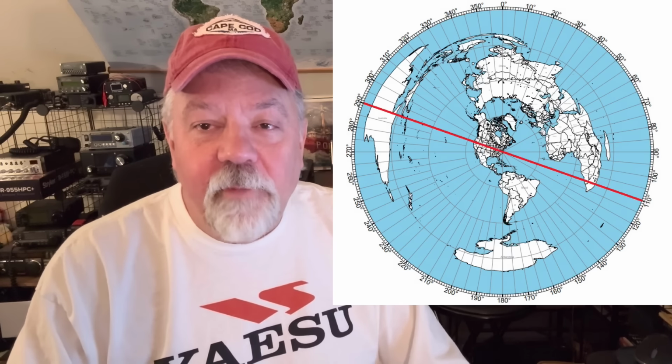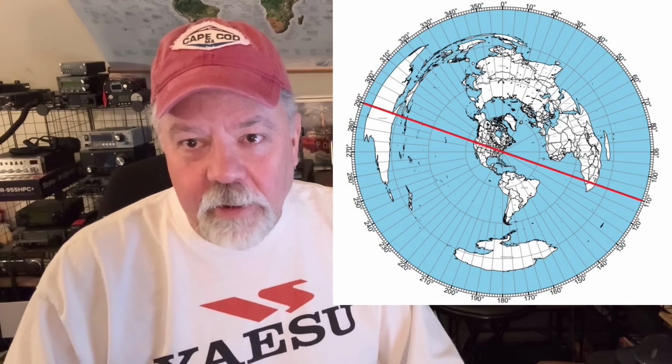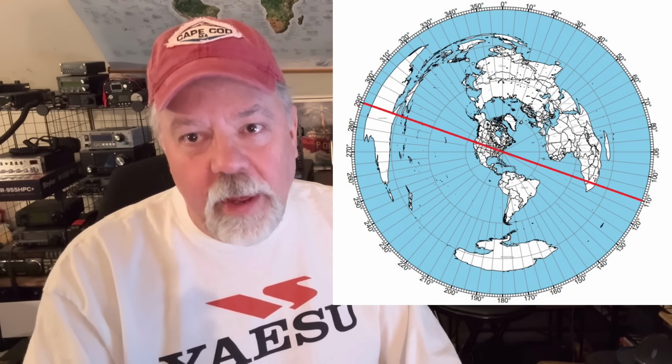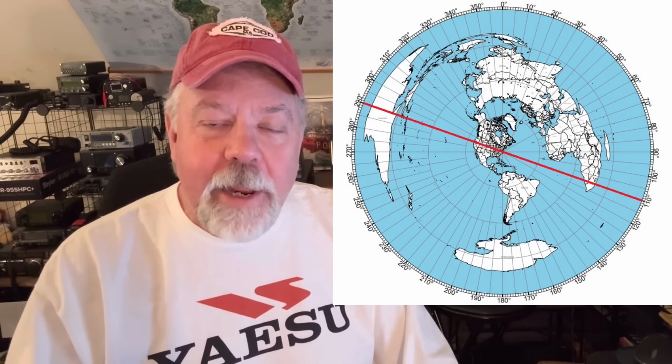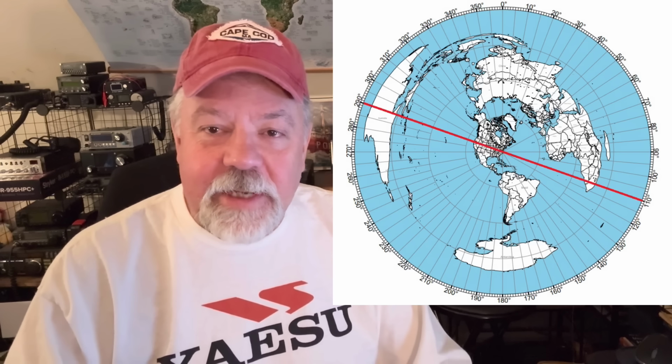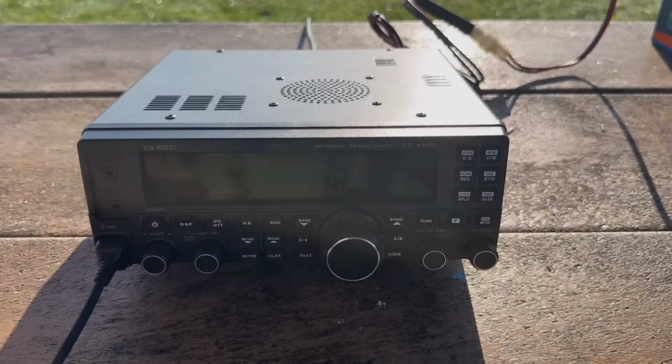Now, long path for him would come right around from where he's at, down around back towards Australia, and then almost the same path as the Australian contacts I make. Here's that contact.